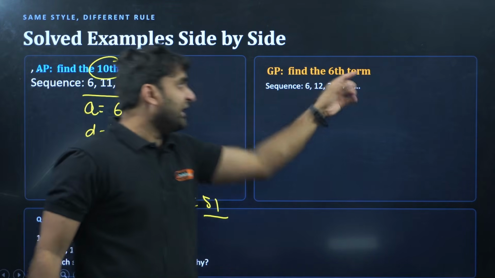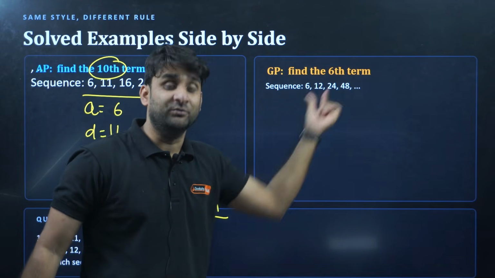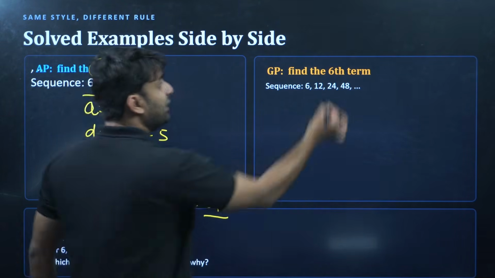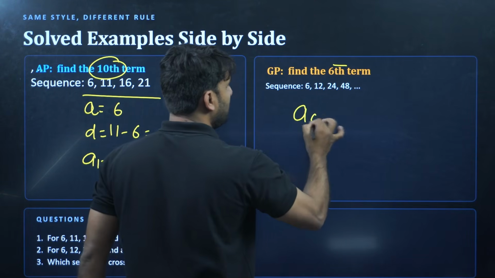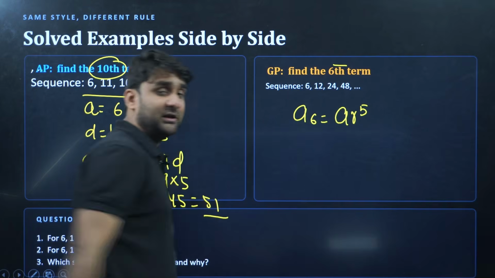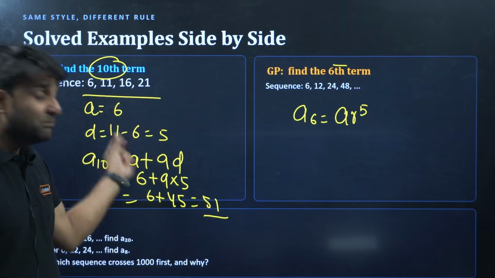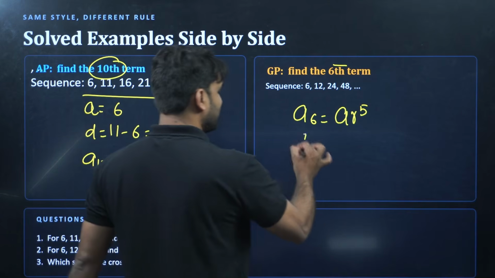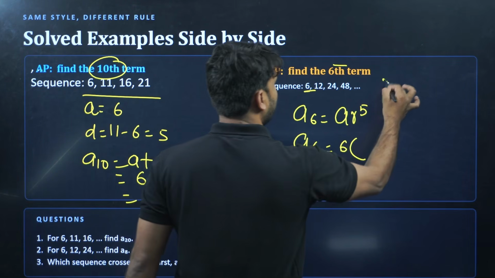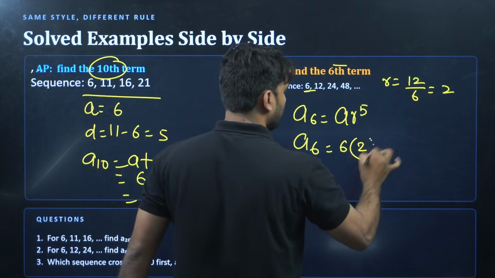Look at the question: find the 6th term. This is a GP because the numbers are increasing in multiplicative form. 6 into 2, 12; 12 into 2, 24; 24 into 2, 48. And we are looking for the 6th term. So in GP, the 6th term will be A R to the power 5, and R is in multiplication. Why? Because this is GP. Here D is in addition. Why? Because this is AP. Okay, so the 6th term will be A, we have 6, and what will be R, guys? 12 divided by 6, which is 2. So 2 to the power 5.